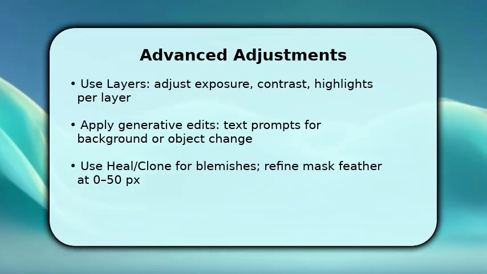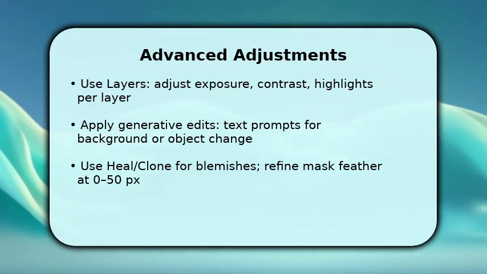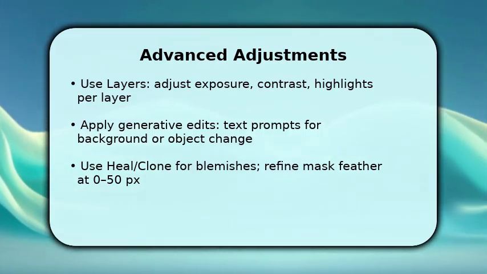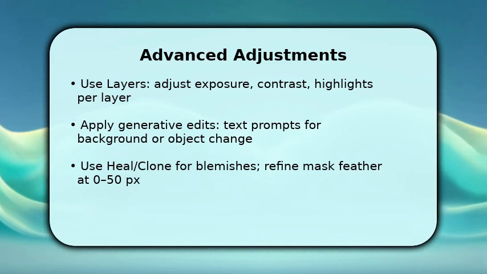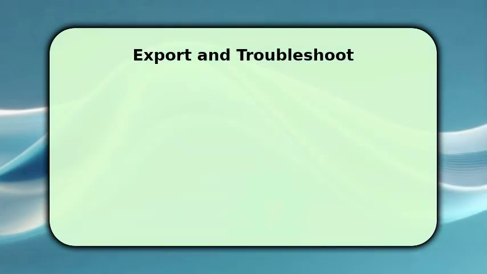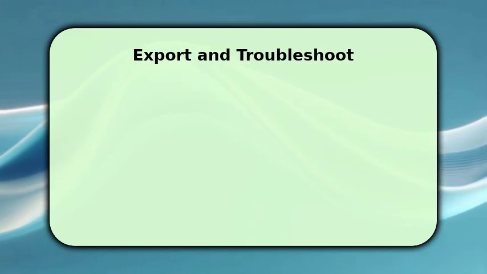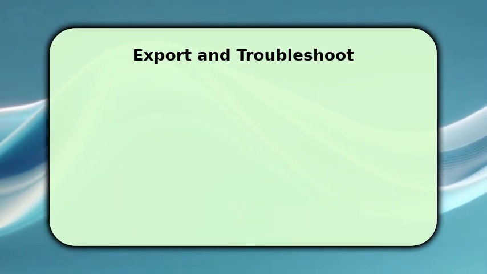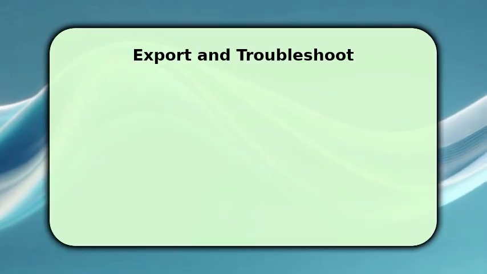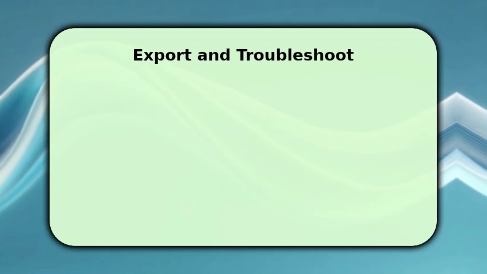When removing blemishes, use heal or clone with a small brush. Adjust mask feathering between 0 and 50 pixels for natural blends. Finish by exporting with the right format and quality. Choose JPEG for web or PNG/HEIF for transparency and higher fidelity, set quality %, and confirm resolution.